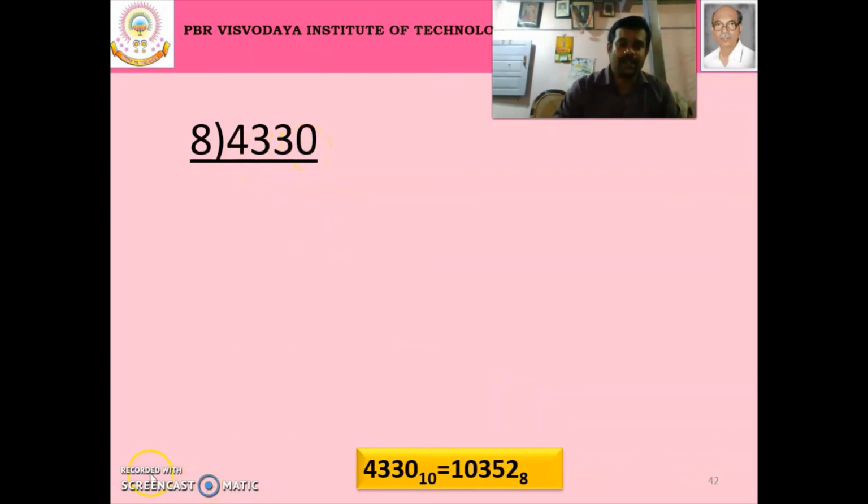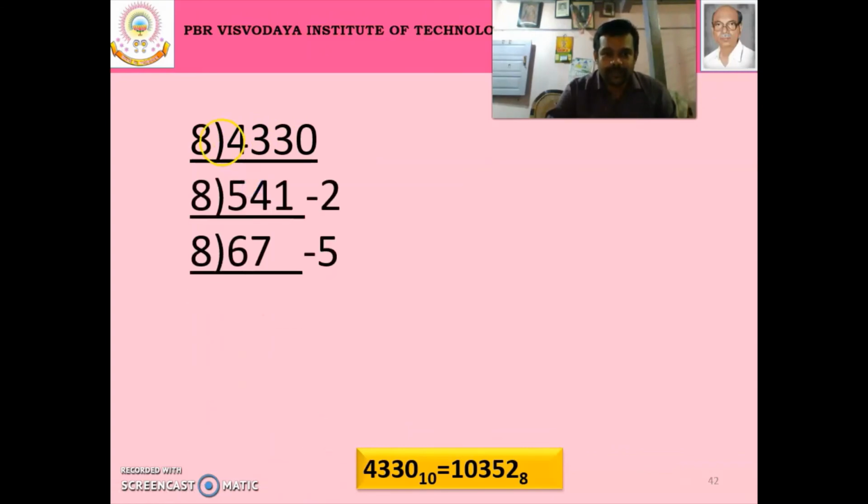4330. So here we are dividing 4330 by 8. First you take 43. So 5 times 8 is 40. 5 times you will be getting 40, and 3 is remainder, and then 33. In 33, 4 times 8 is 32, 1 is remainder. So 10. In 10, one 8 is there. So 10 minus 8 is 2 as a remainder.